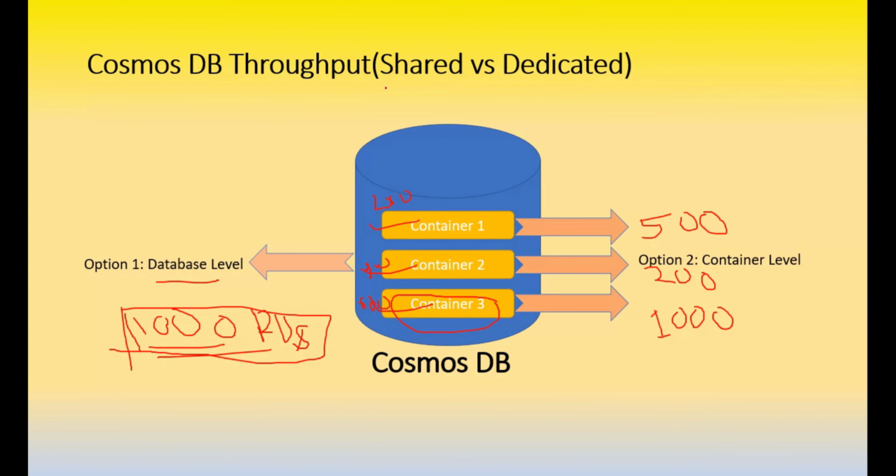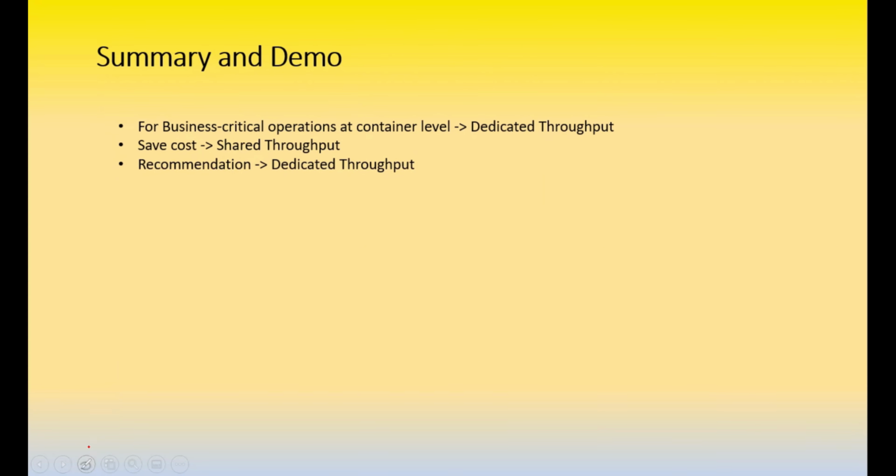Whenever you want shared throughput, you have to define it at the database level. If you want dedicated throughput, then you have to go for the container level. This is important to understand. I hope this is clear theoretically, and let's go to the next slide, where we will see a summary and a quick demo.